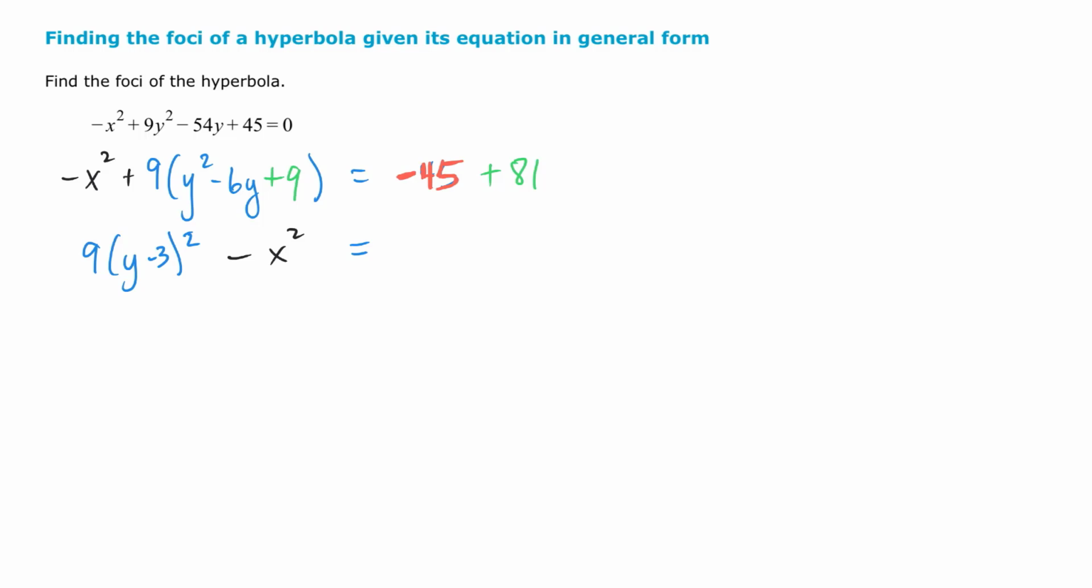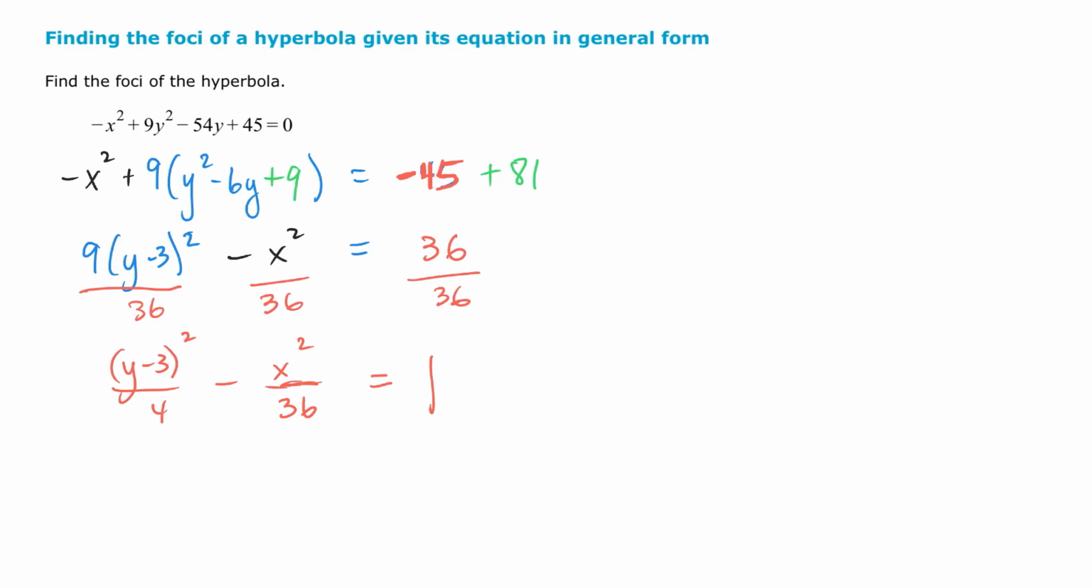So we have 36. Yeah, 36 is a nice number. Now we're going to divide the entire equation by 36. So our standard form, I should say, is y minus 3 squared over 4 minus x squared over 36 is now equal to 1.